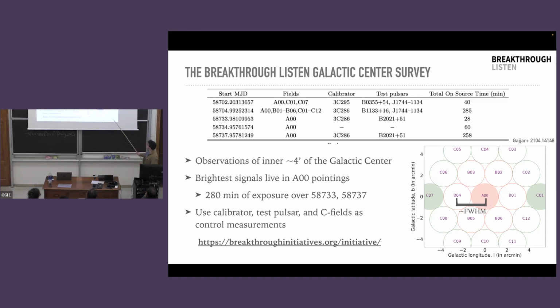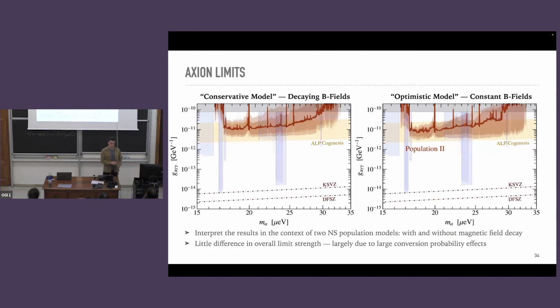One of the searches that they've done is a deep survey of the galactic center. Here I'm showing you the tiling of the galactic center that they performed with tens of hours of survey time. What's going to be relevant for us here is this A00 field, which is the galactic center. Let me keep moving. If you trust us that we downloaded and analyzed the data properly, then we can ask, did we find lines or did we not find lines? We didn't find lines. And so we're going to set limits on the axion photon coupling.